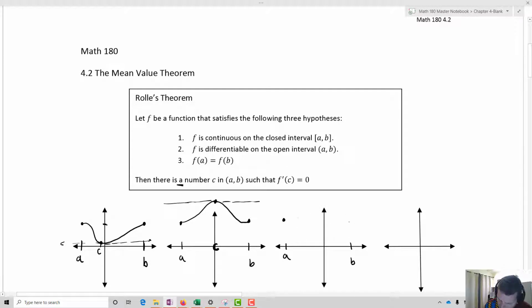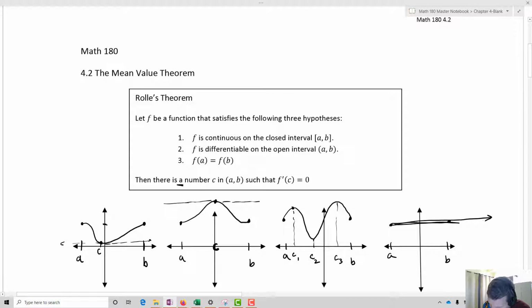just a little bit clearer. At this point here, we might call that one c1, we'll call this c2, and we'll call this c3. So there are actually now three places where f prime of c is equal to 0. And then finally, we might have this other option. Here's a, here's b, and in this case all we have is a horizontal line. So in this case, f prime of c equals 0 for all c belonging to (a, b).